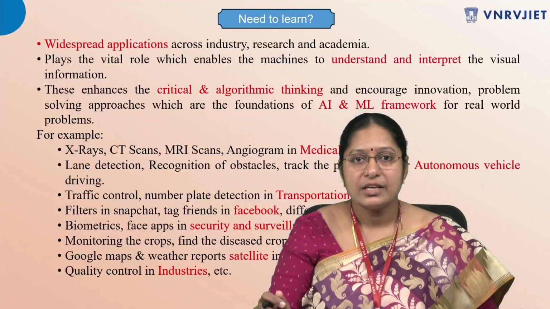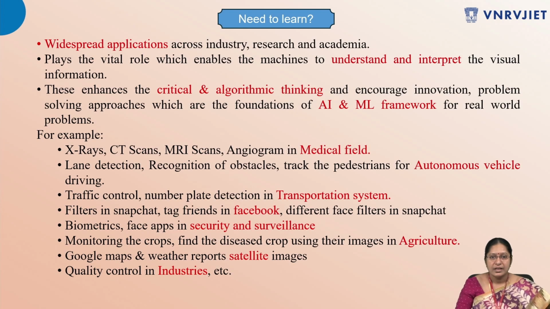Image processing and computer vision has widespread applications across industry, research and academia. It plays a vital role, enabling the machine to understand and interpret visual information. This enhances critical and algorithmic thinking, innovative problem-solving approaches, which are the foundations of artificial intelligence and machine learning frameworks, which will be useful in real-world applications.